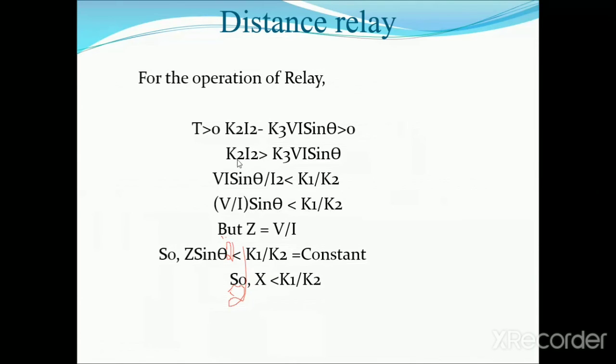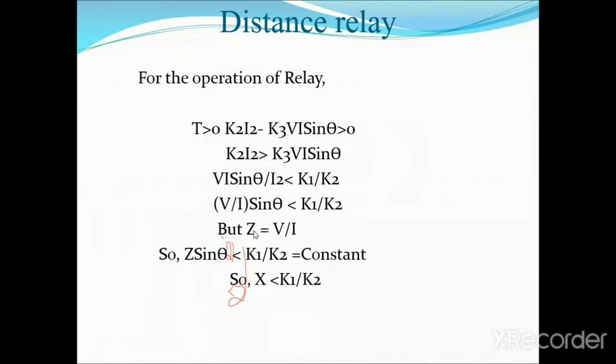Okay, first, K1 I square is greater than K3 VI sin theta. Here we have VI sin theta by I square, keeping the I square here, and that will be less than K1 by K3. We moved the constants to the other side. Then from I square, one I cancels, so V by I sin theta is less than K1 by K3.